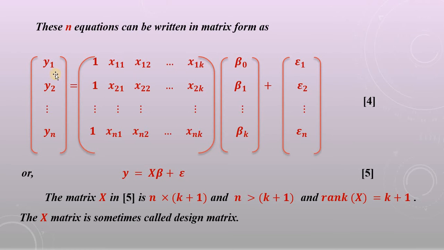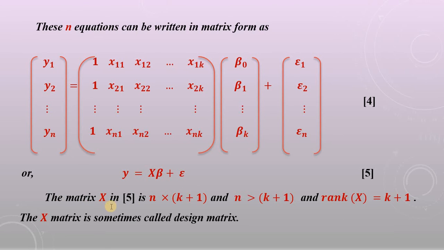This is the y vector, y1, y2 up to yn. Then it is the x matrix, which is an n by k plus 1 matrix. Then the parameter vector, beta naught, beta 1 up to beta k. And this is the error vector, epsilon 1, epsilon 2 up to epsilon n. And in compact form, this is y equals x beta plus epsilon.